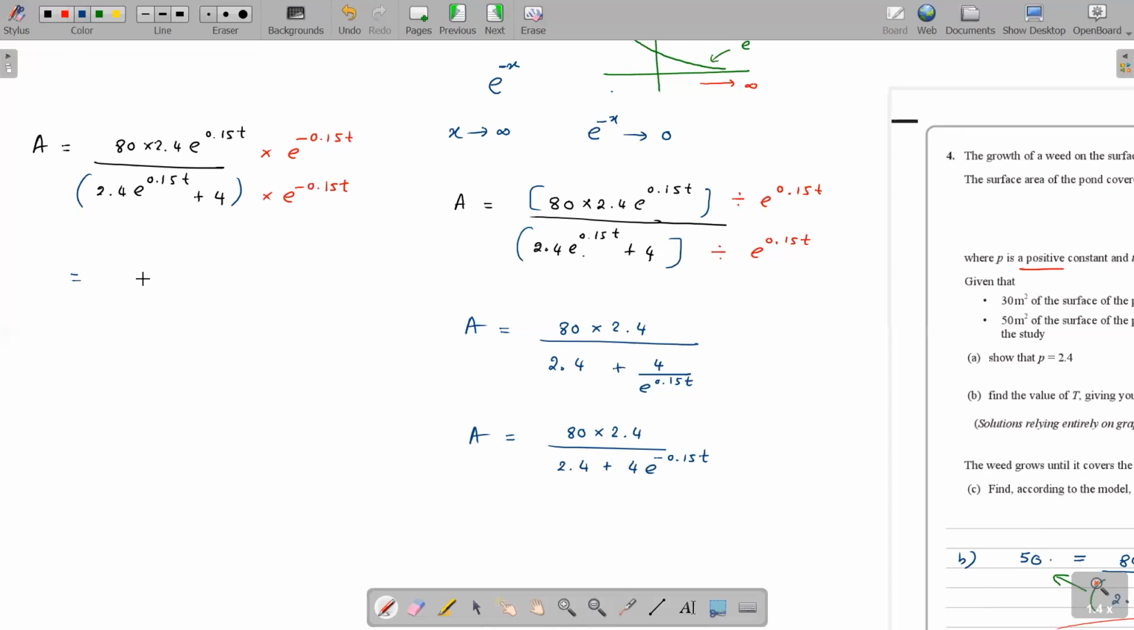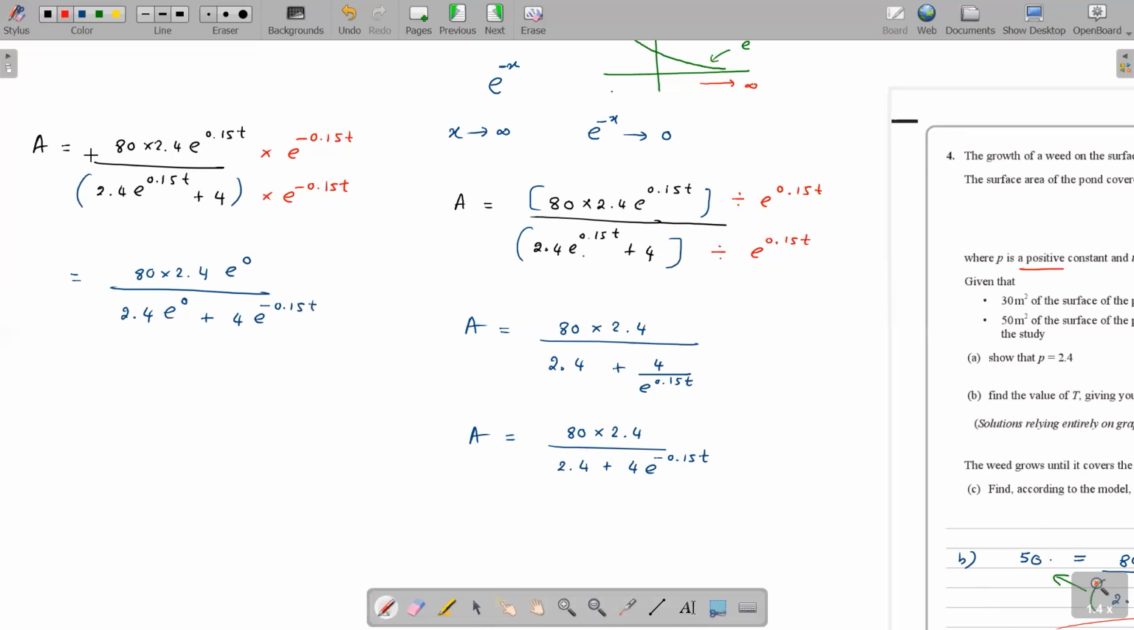So then in here, 80 into 2.4 e to the power 0.15 t into e to the power minus 0.15 t is e to the power 0 when you add the powers. E to the power 0, divided by, here also 2.4 e to the power 0.15 t multiplies with e to the power minus 0.15 t to give you e to the power 0. The other one, 4 times e to the power minus 0.15 t. So you get the exact same answer as earlier. Okay, this is, I think, faster.